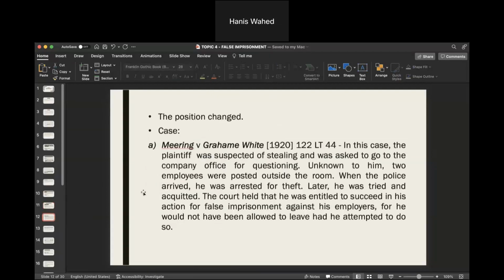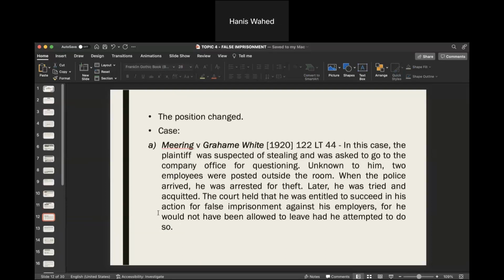However, the position changed. Okay, the current position is that the plaintiff doesn't have to know that he is being detained. Dia tak perlu pun tahu sama ada oh, saya ditahan oleh seseorang. Okay, meaning the plaintiff can be imprisoned, he can be detained without him actually knowing that he is actually being detained. Okay, even if he doesn't know it, there is still false imprisonment. Maksudnya knowledge of the plaintiff itself is not necessary. Okay, it is not necessary.